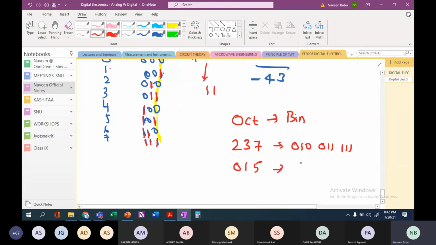Now any other number, maybe 0, 1, 5. This will be represented as 0 is 0, 0, 0. 1 will be represented as 0, 0, 1, and 5 will be represented as 1, 0, 1. So from this particular table, you can use the binary bits.